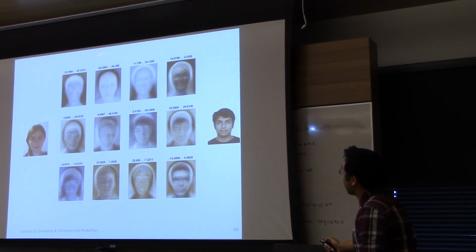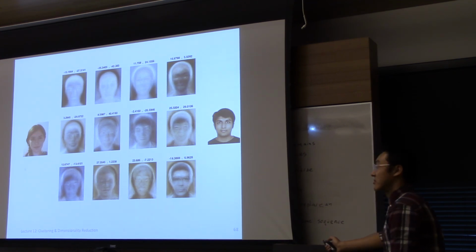Both Emily and Aman have faces that are larger than the typical portrait that I cropped. So most people in the data set have faces that take up a smaller surface area of the image, right?